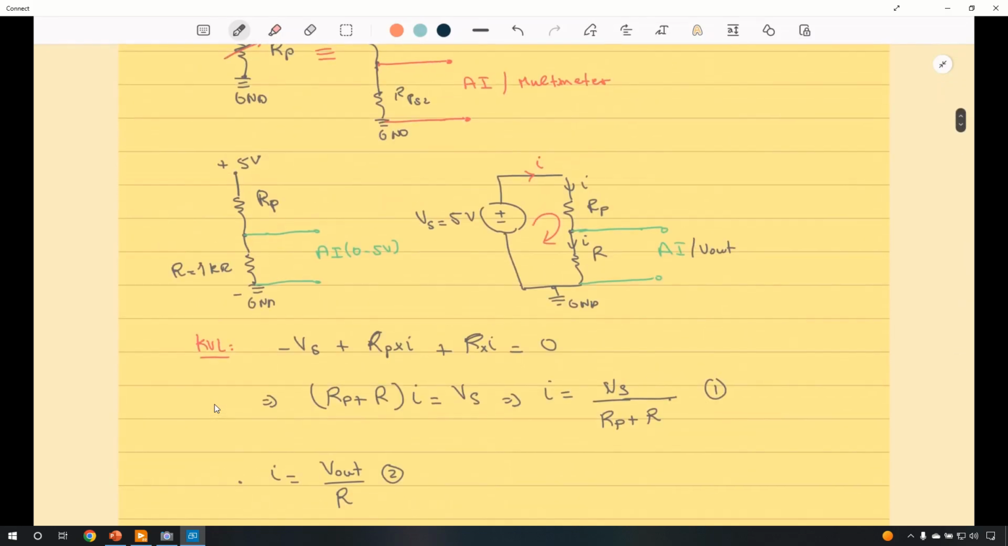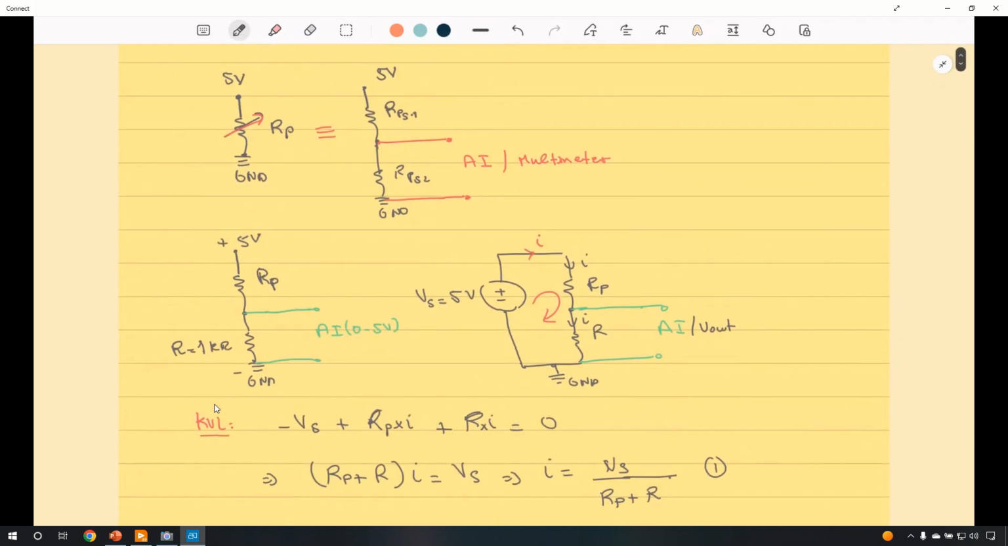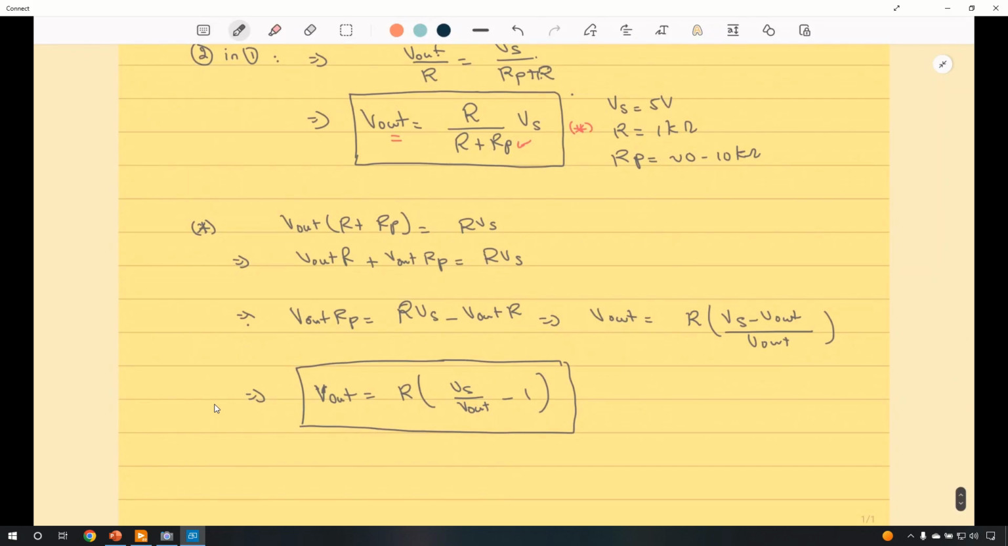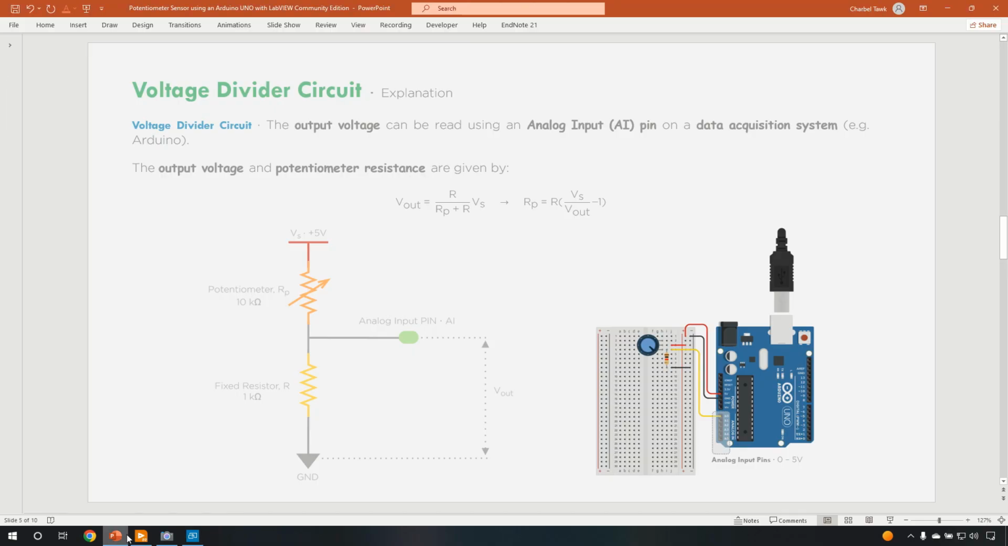So now you fully understand what a voltage divider circuit is, how to derive the equation if you have any sensor that is placed here in place of Rp, whether it's a potentiometer or any other resistive sensor, and how to derive the value and how to connect the circuit in order to read the values using an Arduino UNO. So let us go back to our slides.